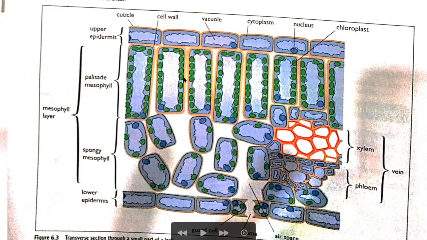Okay, cikgu ulang balik eh. The arrangement of the palisade mesophyll cell is packed ataupun close to each other. Why? So this can maximize the absorption of sunlight. Kenapa kita kena maximize sunlight absorption? To increase rate of photosynthesis. Sebab nak buat photosynthesis, kita perlukan sunlight. Okay, so that's all.